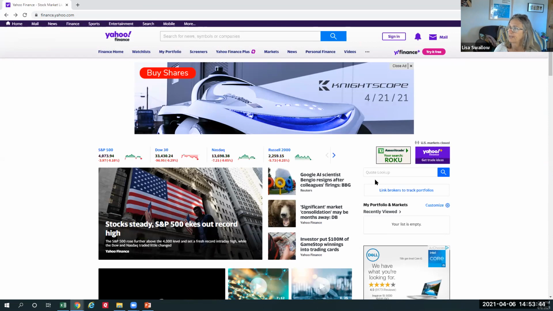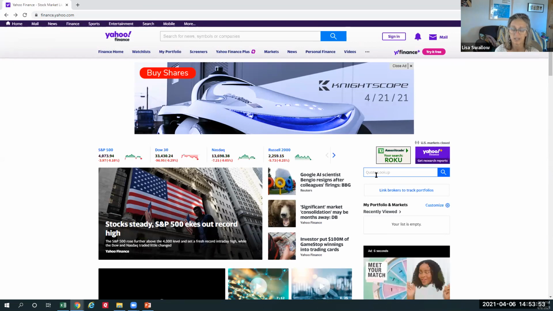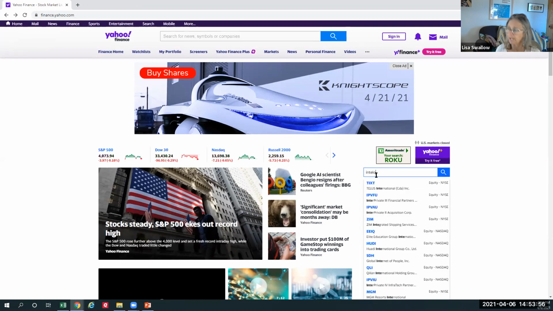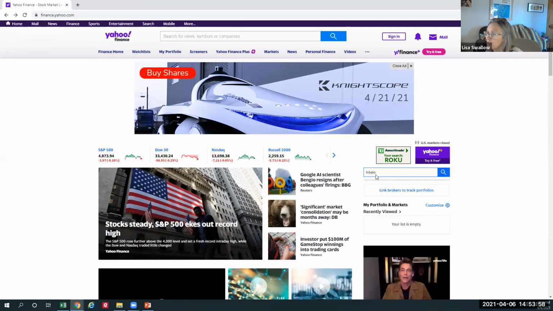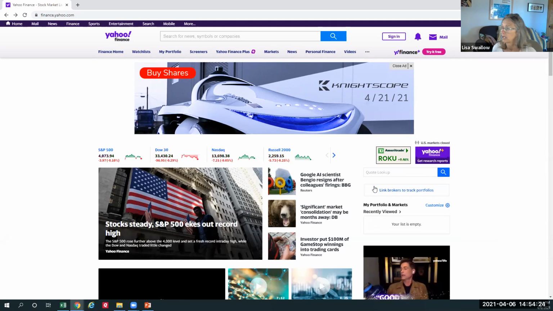I have no idea what the symbol or the ticker is for Intel. So I'm just going to type in the name. And right away, it comes up. Are you looking for Intel Corporation? Yep. It trades on the NASDAQ, which you would expect because NASDAQ is tech. And here's the symbol, INTC. That's sort of weird. Okay, click.